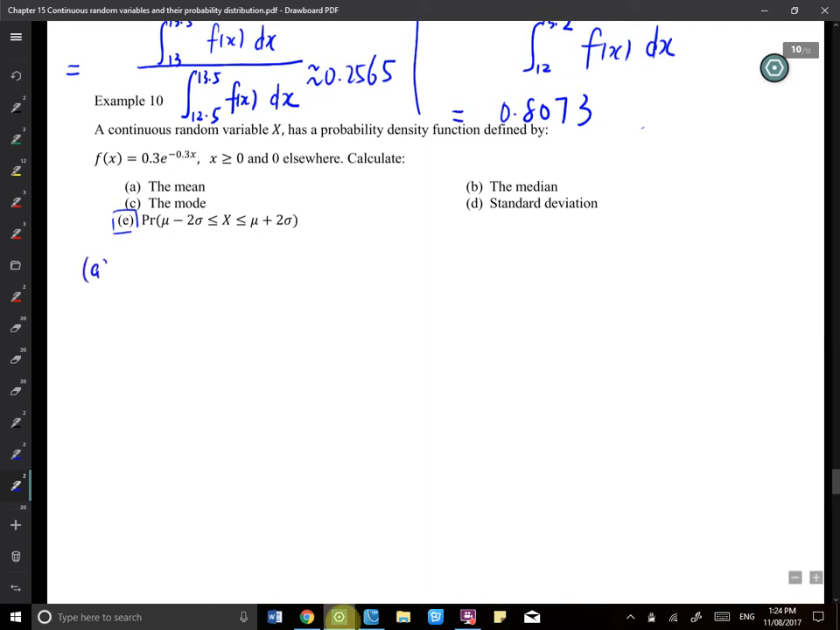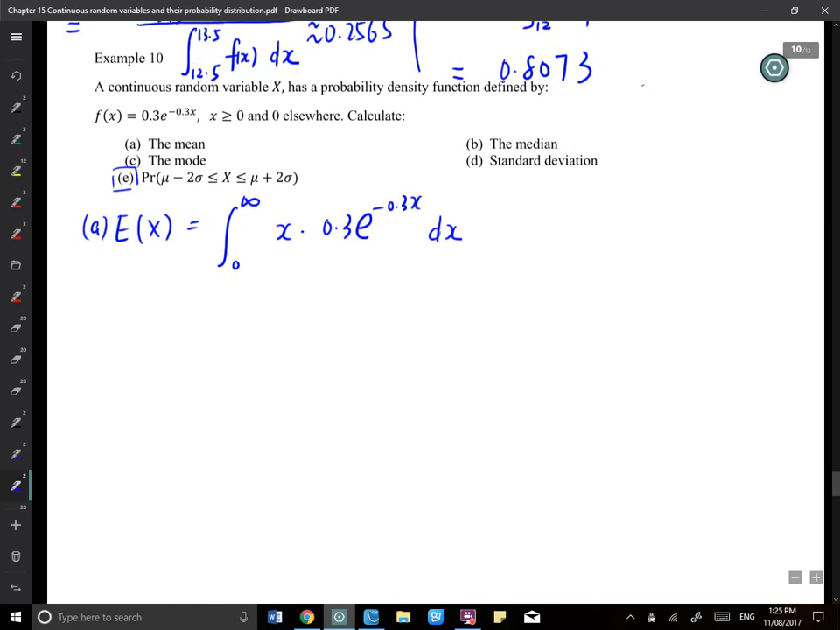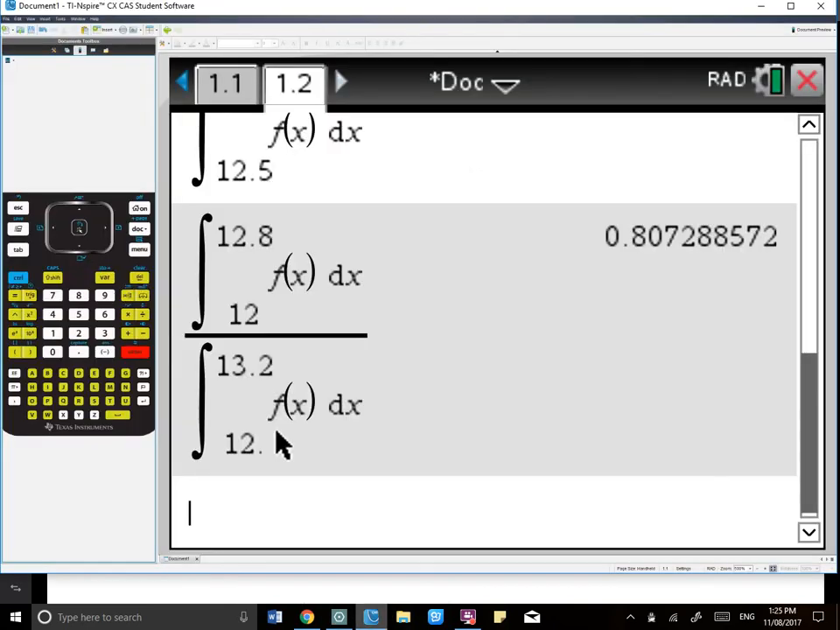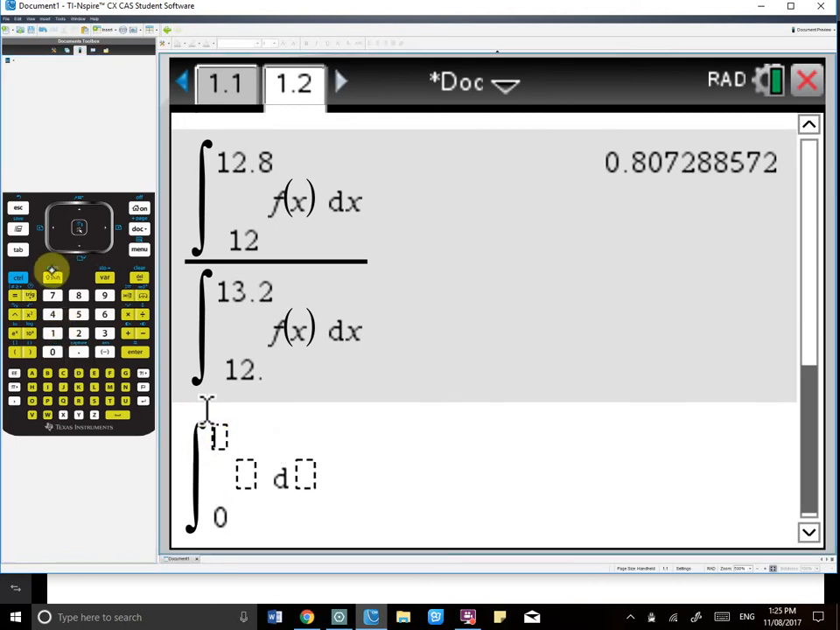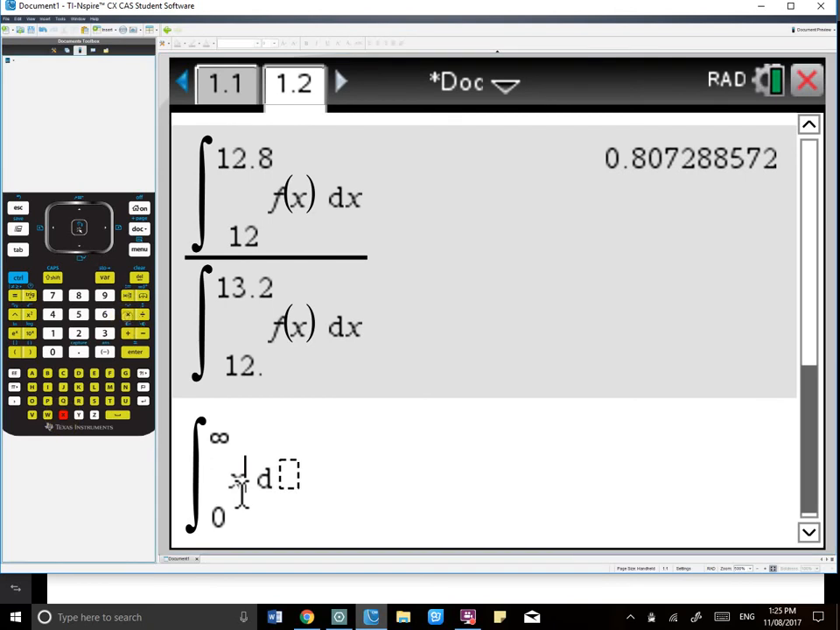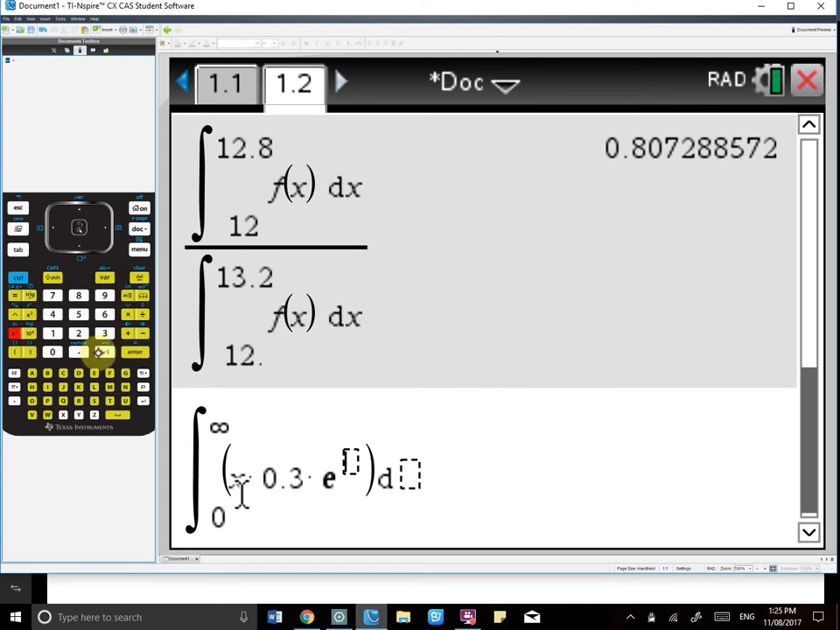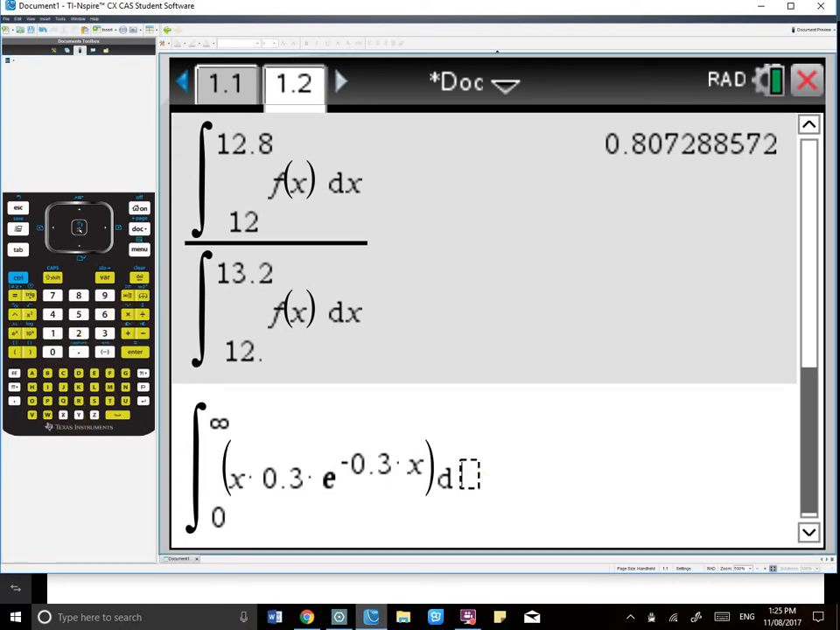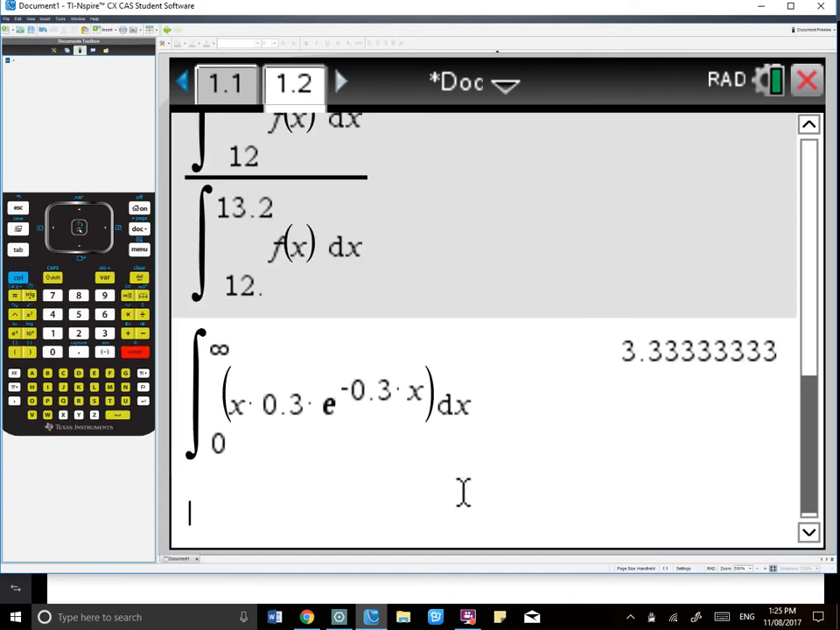But let's have a look at this using the normal method. So 0 to infinity x times 0.3e negative 0.3x dx. I need to use the calculator to do that. I can't really do this by hand because there's the x in the front. Integral from 0 to infinity of x times 0.3 times e to the negative 0.3 times x dx. Why do you have 3.333 instead of the exact value? Because you put 0.3 into your question.